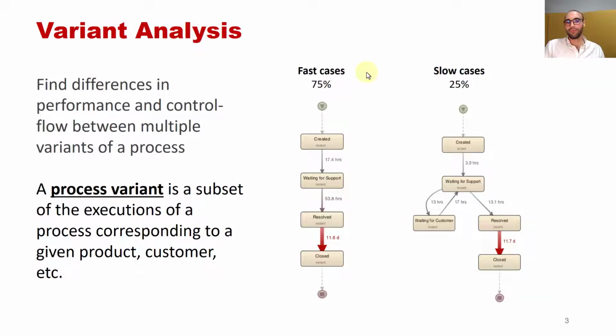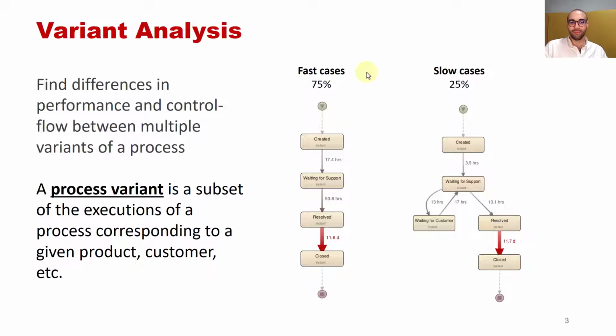So, for example, if I have an event log and I have fast cases and slow cases, I can take the event log and filter the cases into two separate event logs. The first log is going to be the fast cases and the second log is going to be the slow cases. And then I will put them both side by side and compare the flow, the process map.